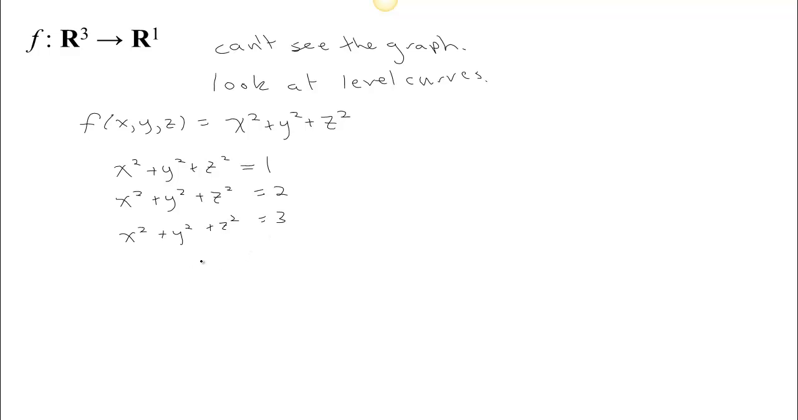Now each of these we recognize as a sphere, right? So we can see something about this function. All the points where the output is 1, that's a sphere of radius 1. All the points where the output is 2, that's a sphere of radius root 2. All the points where the output is 3, that's a sphere of radius root 3, and so on. So we can't see the actual function, but we can see the level sets.